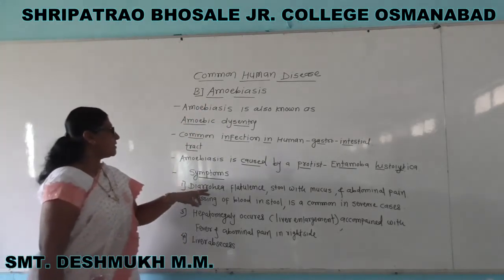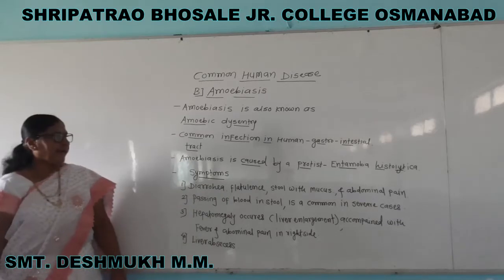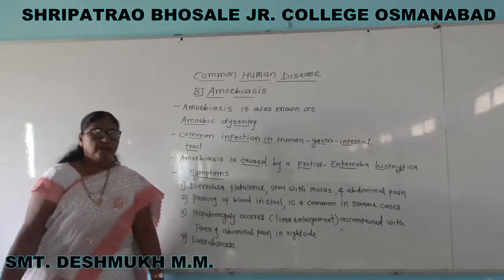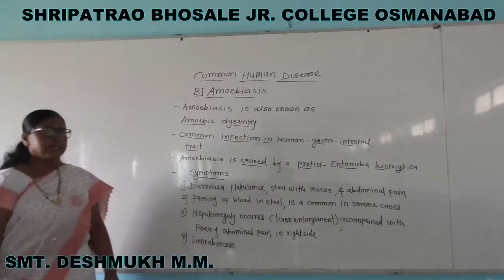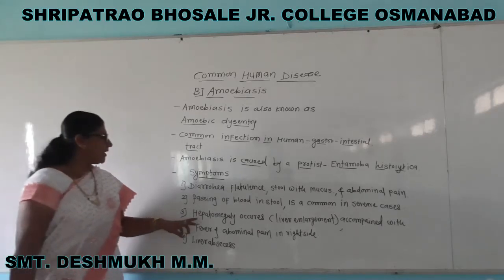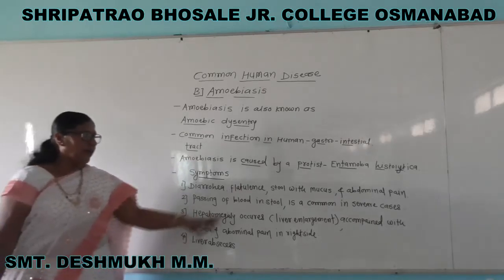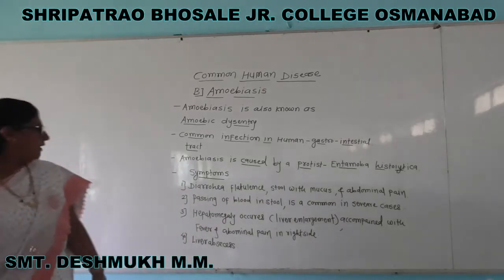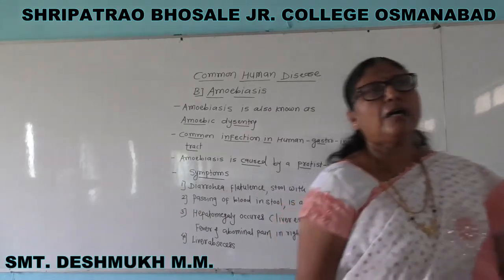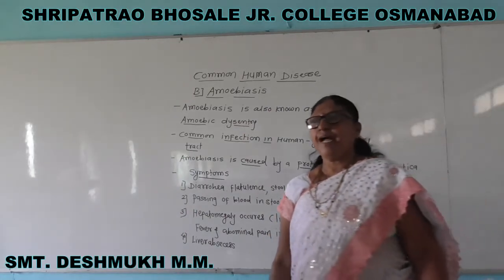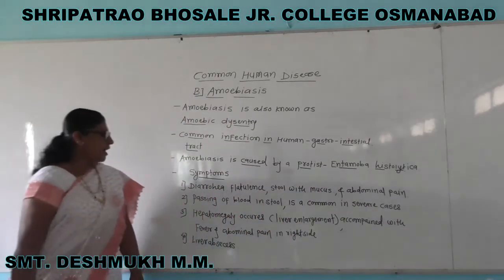Symptoms of amoebiasis are diarrhea, flatulence, stool with mucus, and abdominal pain. The next symptom, passing of blood in stool, is common in severe cases. Then hepatomegaly occurs, liver enlargement. Then liver abscesses, accompanied with fever and abdominal pain in the right side.